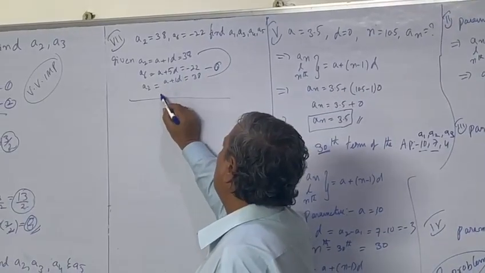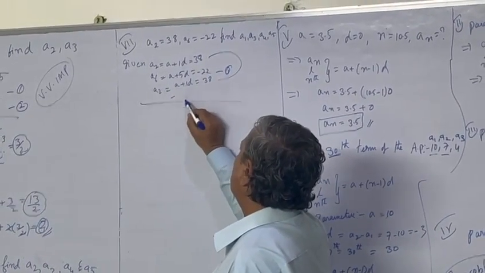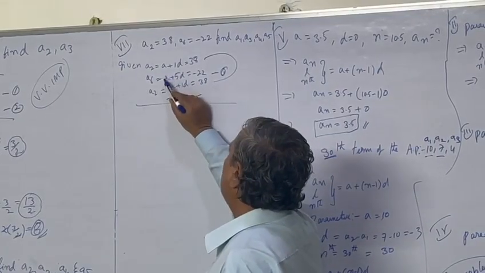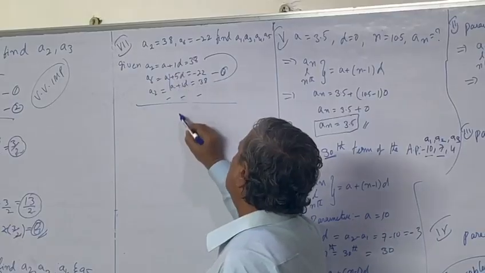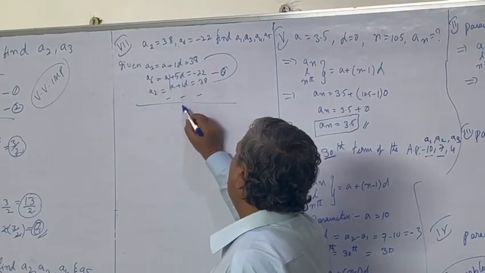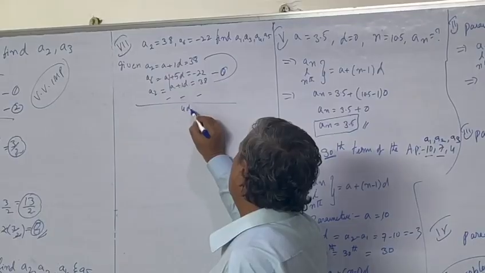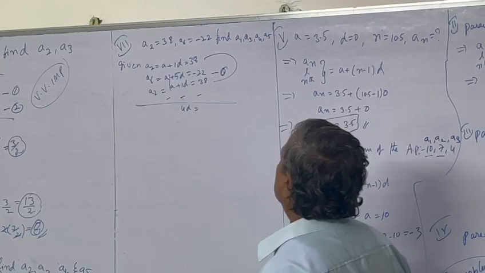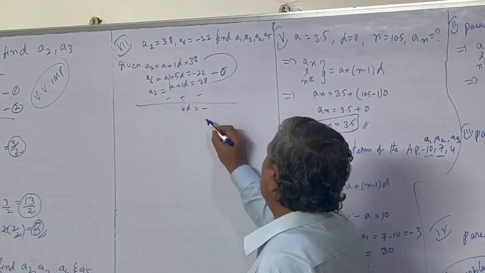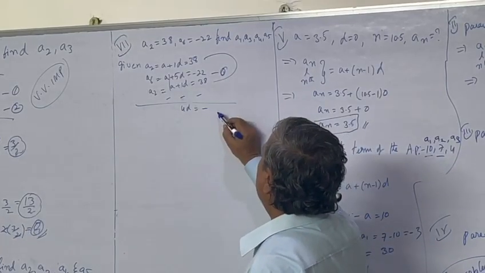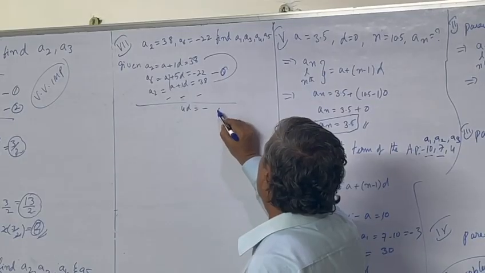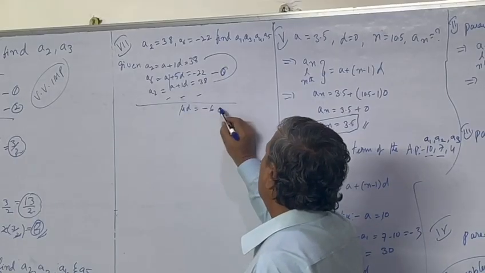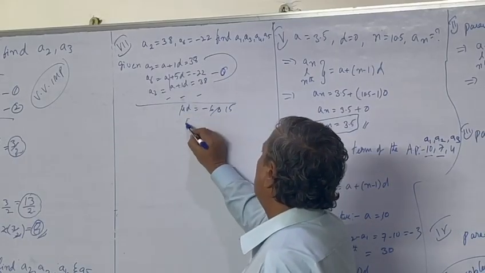The plus will become minus. Here the invisible plus will become minus. Then plus A and minus A cancel. Then 5D minus 1D is 4D, equal to minus 22 minus 38. Same sign gives the same sign. Minus 60. 4D is minus 60, so D is equal to minus 15.